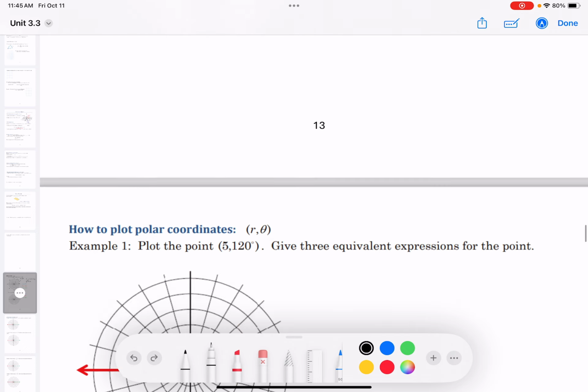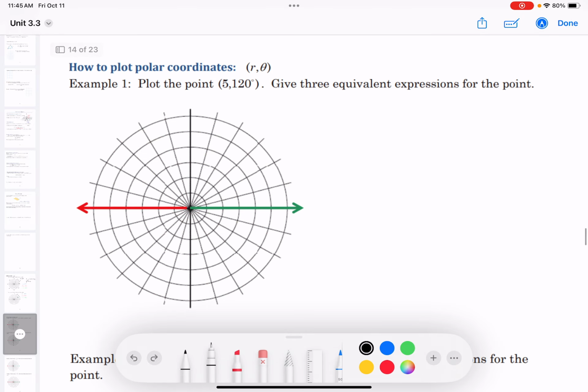Okay, let's see the next example. How to plot the polar coordinates if the given point is (5, 120 degrees). So this is R, theta. First, I should find the angle 120 degrees. So where is the angle 120 degrees? Starting here and rotating counterclockwise. Okay, this is my terminal side. The R is 5: 1, 2, 3, 4, 5. Okay, the point is here.